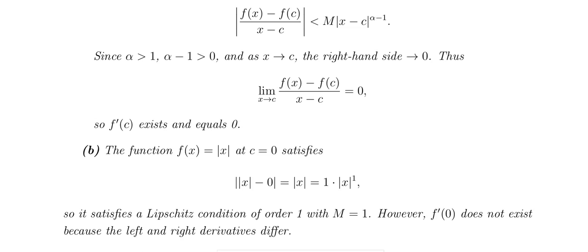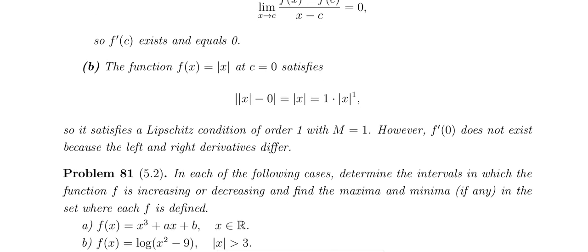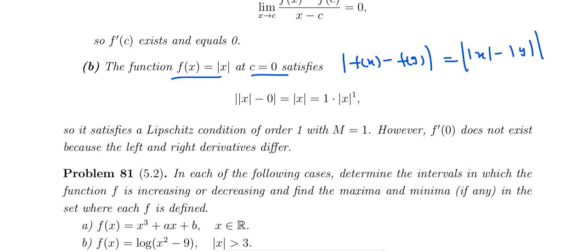For the second one, that is the example, f of x equal to mod x is the example, with c equal to 0. At the point c equal to 0, the function is continuous, but at the point c equal to 0, the function doesn't have a derivative. F dash of x does not exist. So if you apply the Lipschitz condition, mod of f of x minus f of y equals mod x minus mod y, which satisfies mod of x minus y. So this is of order 1. So the function is continuous.